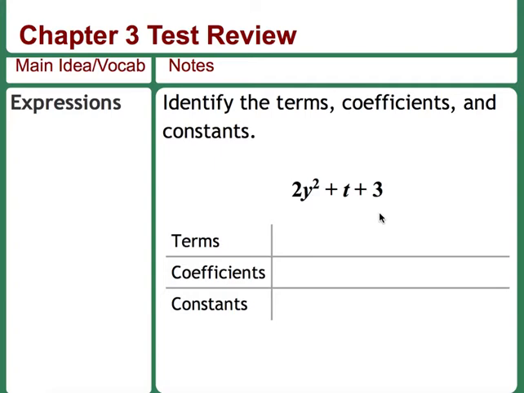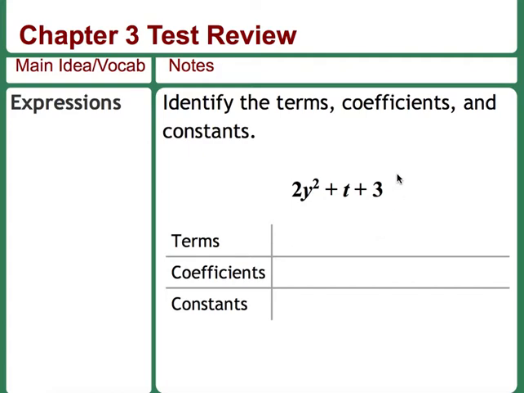The first one is to identify terms, coefficients, and constants. So remember, you can build your table of terms, coefficients, and constants, and then you have your expression. So I'm going to let you kind of work on these and then pause the video and see the answer. And I'll try and give you some tips.